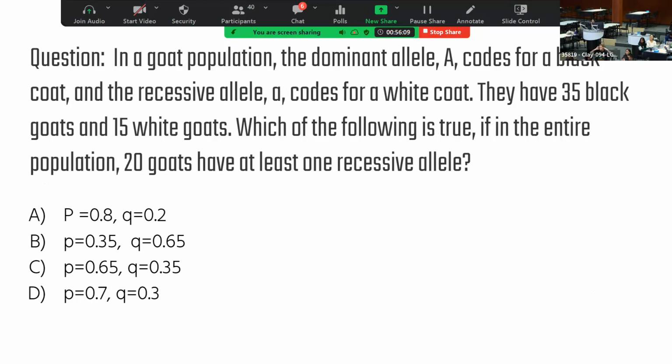Okay, this one here is maths. So I'll give you a second to try to work this out. So in a goat population, dominant allele A codes for black coat, recessive allele a codes for white coat. They have 35 black goats, 15 white goats. Which of the following is true if in the entire population, 20 goats have at least 1 recessive allele.